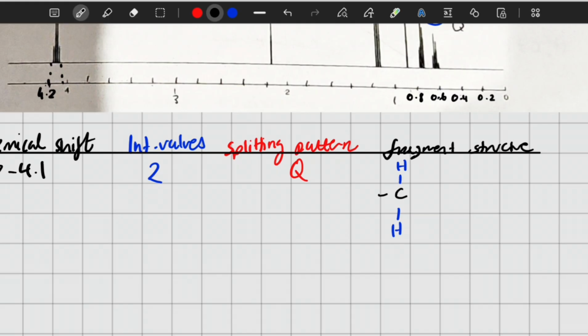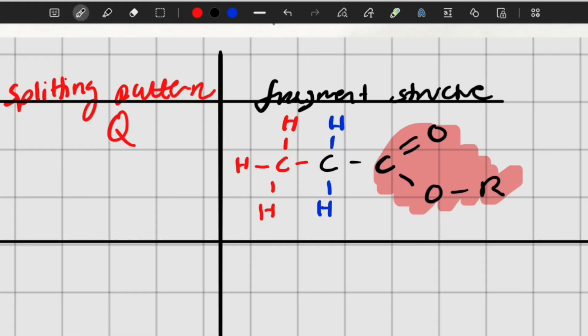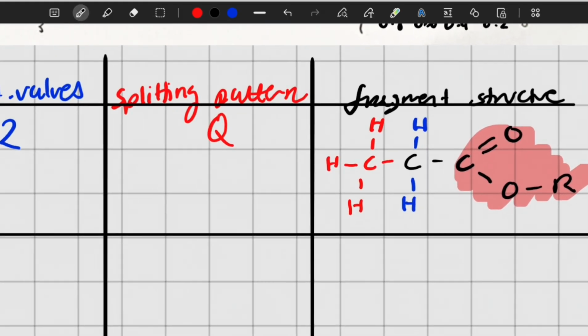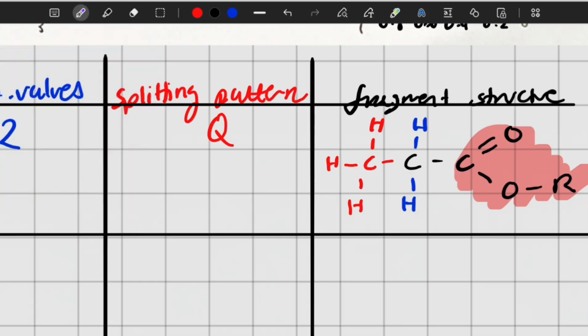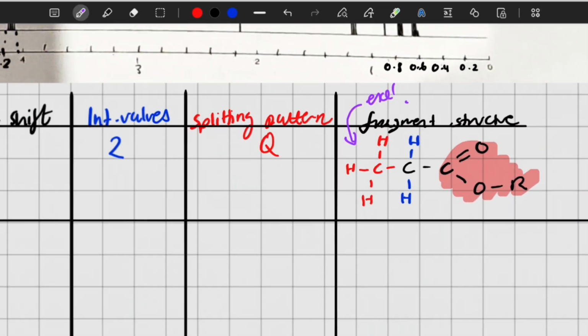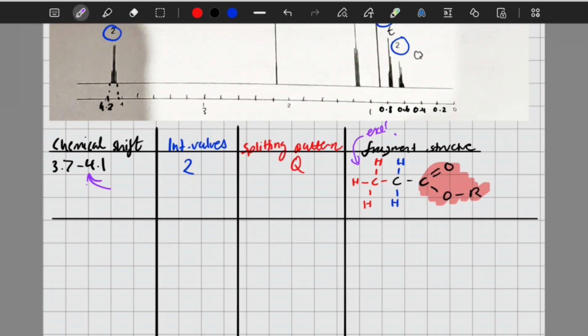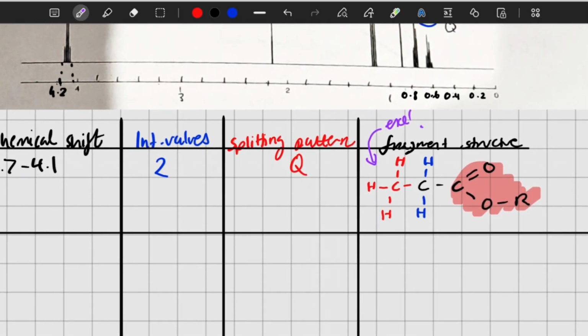So actually, let me quickly move this to the other side. Okay, so this is what it would look like. This is my carbon with the integration value, 2 hydrogens on it. Then on the splitting pattern, there's 3 hydrogens on the adjacent carbon. Adjacent carbon means the carbon next to it. So this is that one, and that means it's going to be towards the end. That's a big clue that it's going to be at the end. And then here's our fragment structure for our chemical shift there. So let's do the next one.